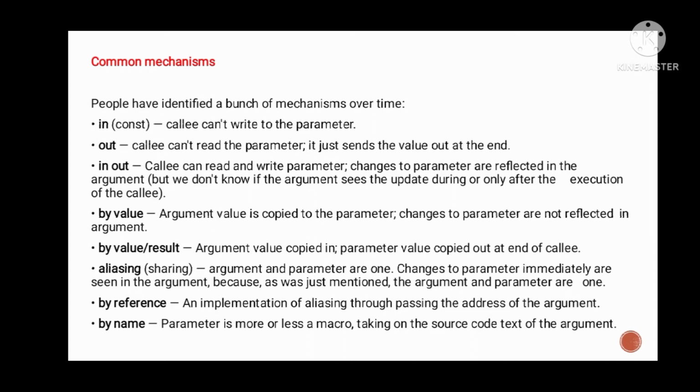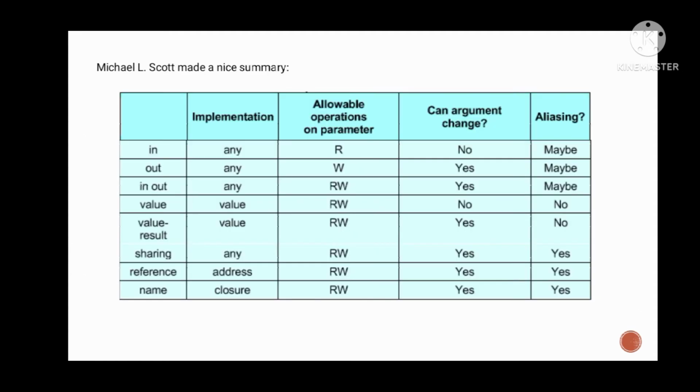By reference, an implementation of aliasing through passing the address of the argument. By name, the parameter is more or less a macro taking on the source code text of the argument. Here is a nice summary: implementation, allowable operation on parameter, can argument change, aliasing.